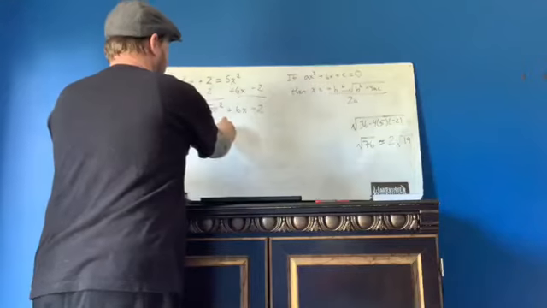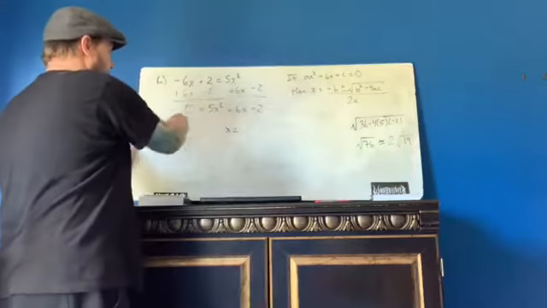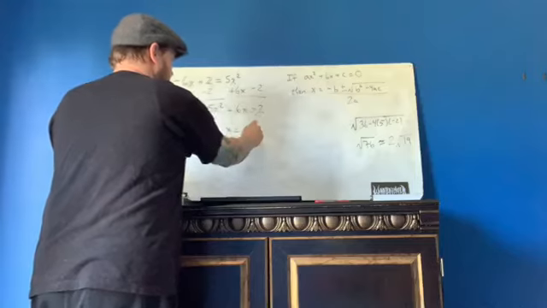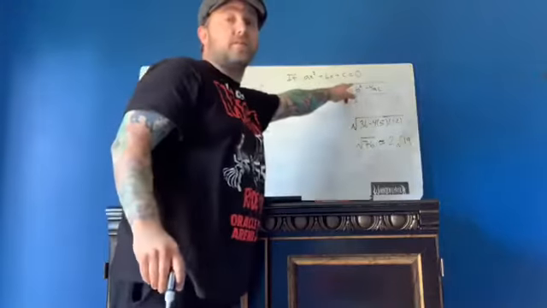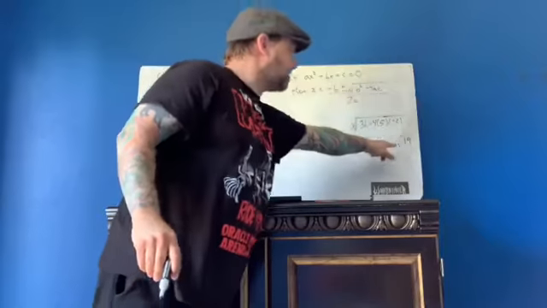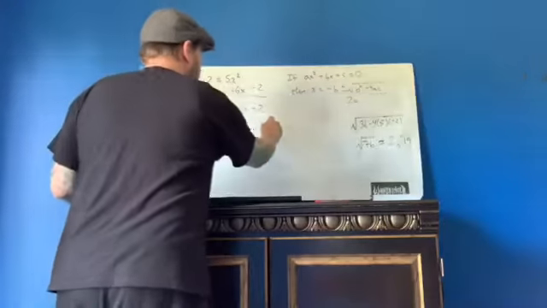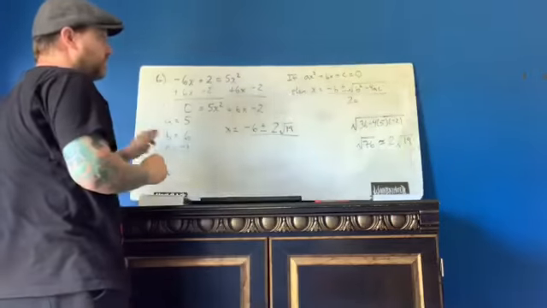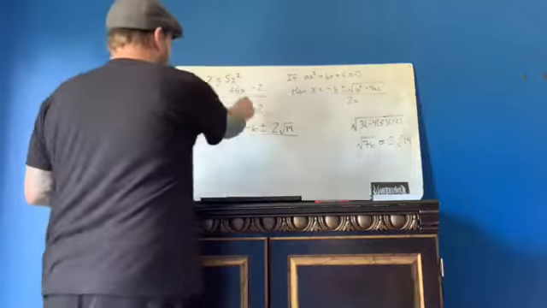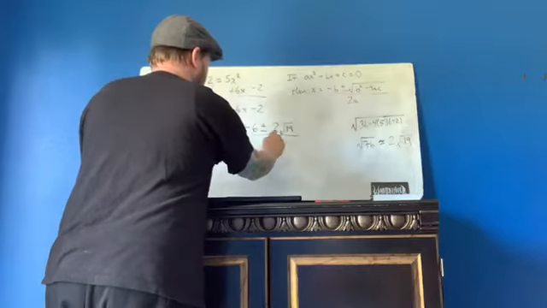So x equals the opposite of b, opposite of 6 is -6, plus or minus, well, I already know what the square root of b squared minus 4ac is. It's 2 root 19, all over 2 times 5.